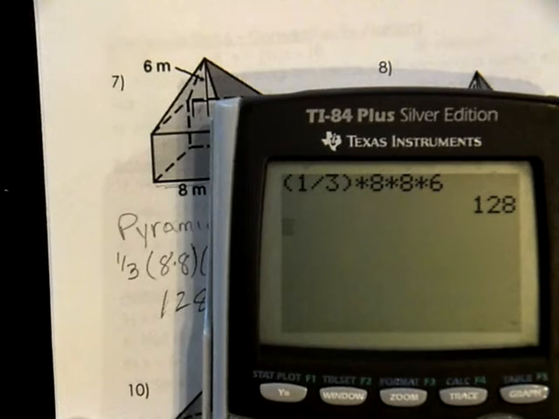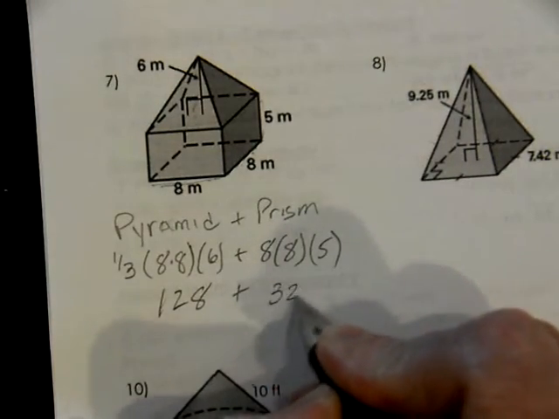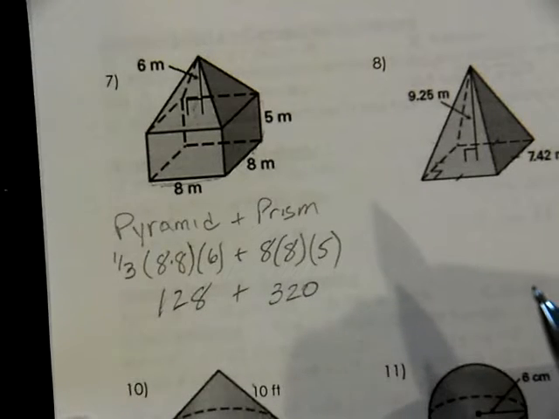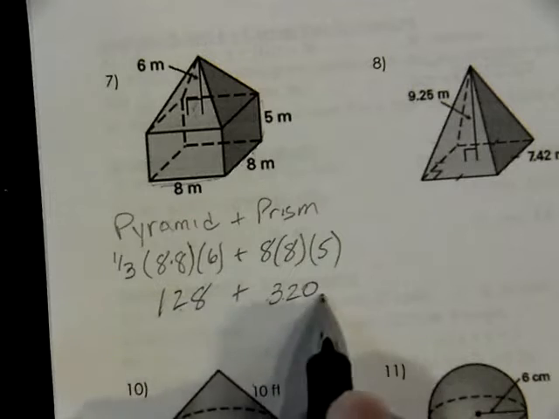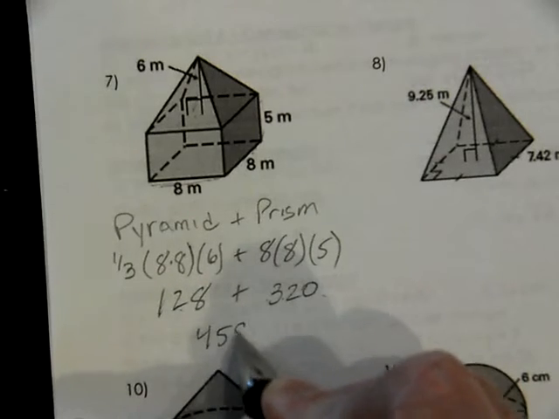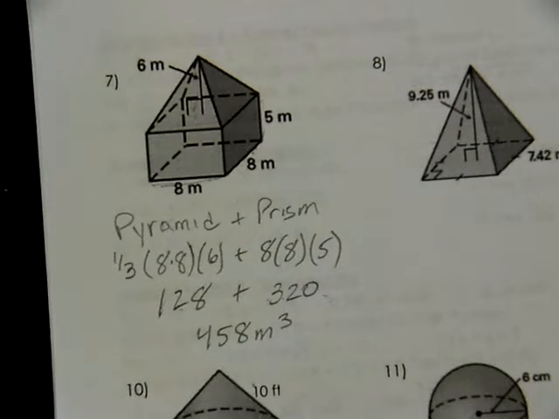And here we have 8 times 8 times 5. Gives us 320. So add those together, we get 458. And those are meters cubed. Cubic meters.